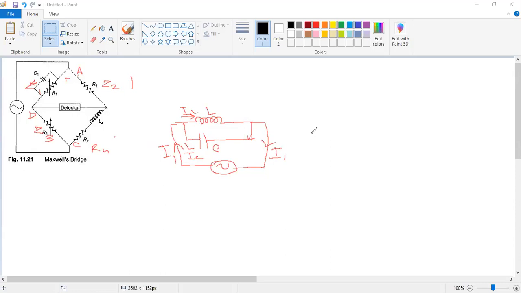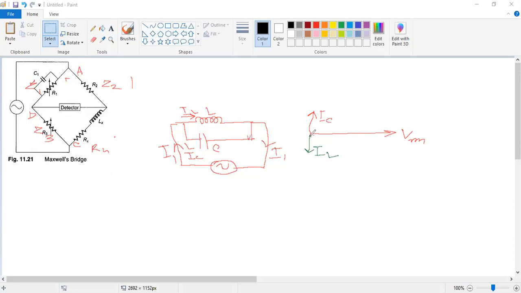Look, first we have to draw the VM, or the voltage, because voltage is the reference over here. So for the current, IC is leading, and here another, this is IL. Okay, this is 90 degree and 90 degree.